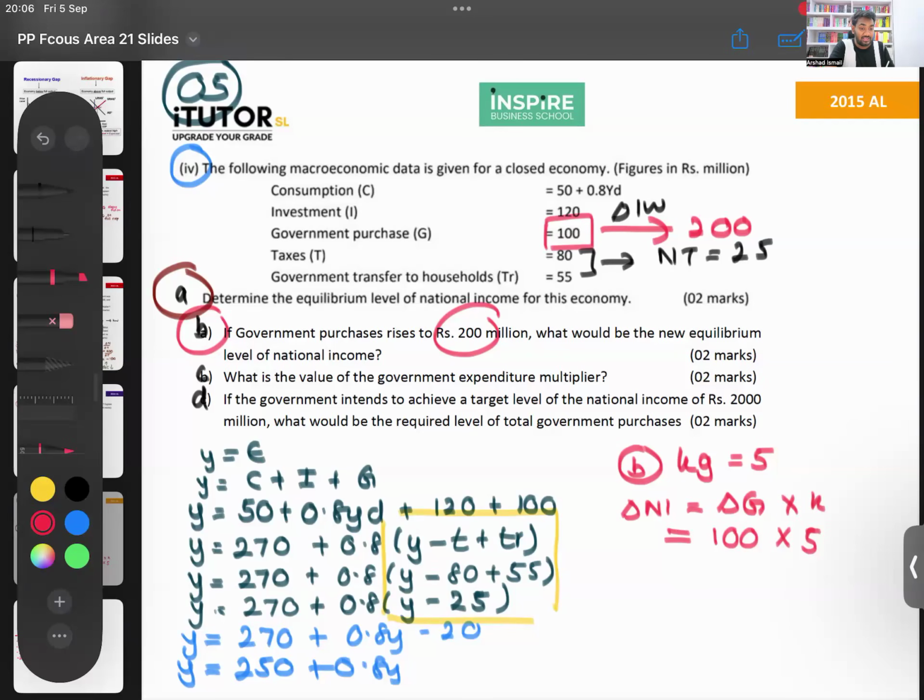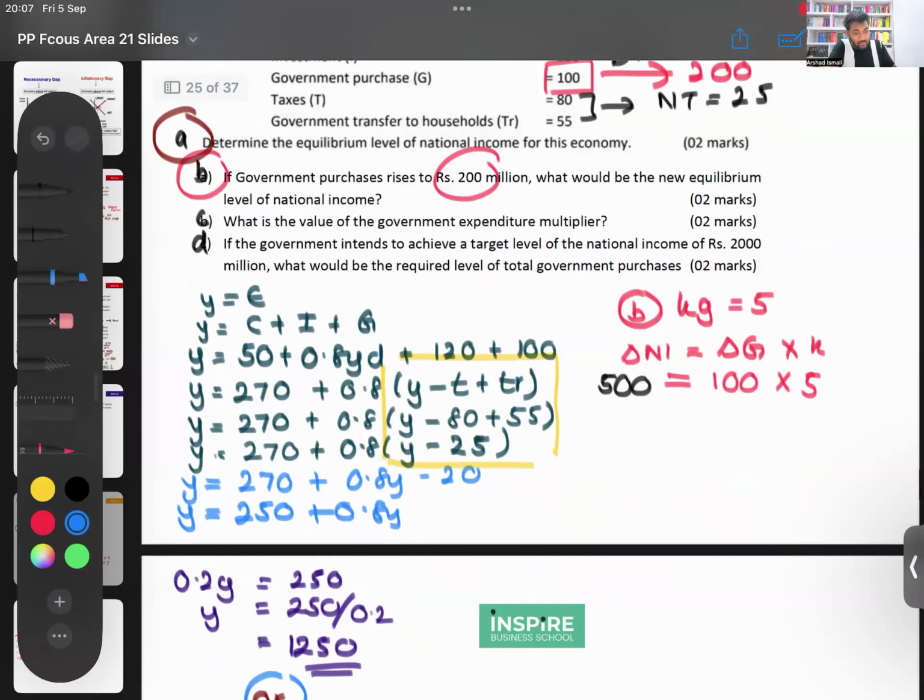Transfers, you don't add to government spending. You'll get the same answer that way too, but it's better to put it under net taxes and deduct it there. So national income will increase by 500, but that is not what they're asking. They're asking what would be the new equilibrium. Earlier, your equilibrium is 1,250. Now, if it changes by 500, your equilibrium would be 1,750.